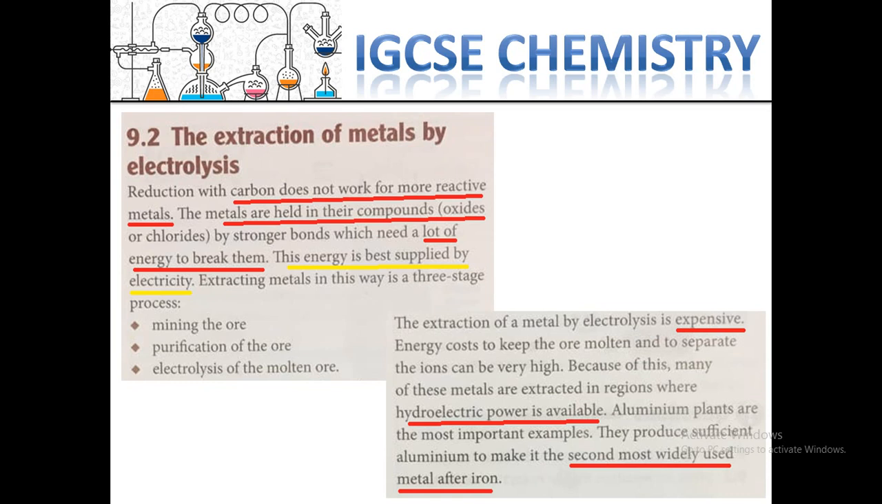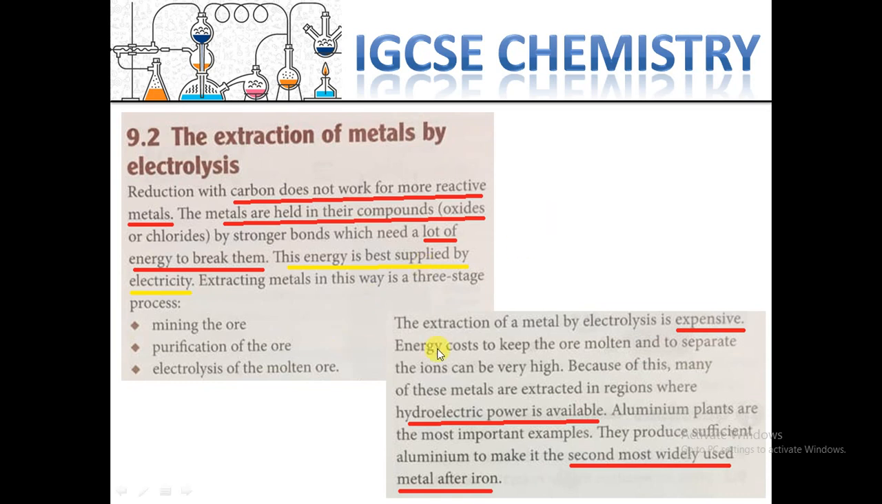This energy is best supplied by electricity. So electrolysis is actually made by a part which is a battery that produces electricity to run the process. And extracting metal in this way is a three-stage process: mining the ore, purification of the ore in the factory, and the electrolysis of the molten ore.